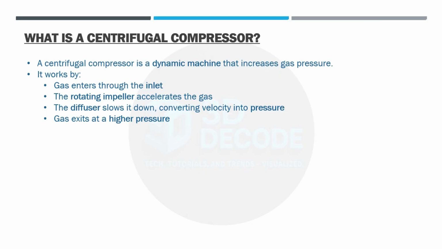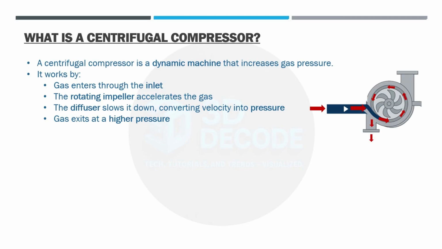A centrifugal compressor is a dynamic machine used to increase the pressure of gases. Here's how it works. First, gas enters through the inlet. Next, the rotating impeller accelerates the gas. Then, the diffuser slows the gas down, converting its velocity into pressure. Finally, the gas exits at a higher pressure.